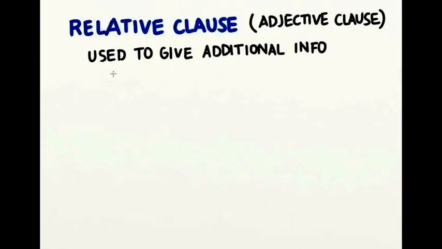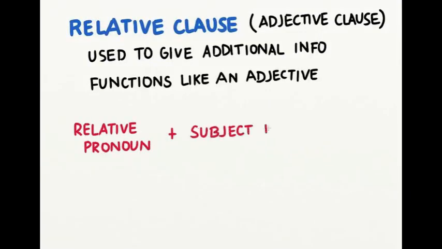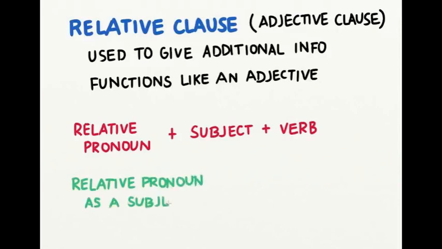Let's talk about relative clauses. Relative clauses can also be called adjective clauses. Relative clauses are used to give additional information. They function like an adjective. The formula is relative pronoun plus subject plus verb, or relative pronoun as a subject plus the verb.